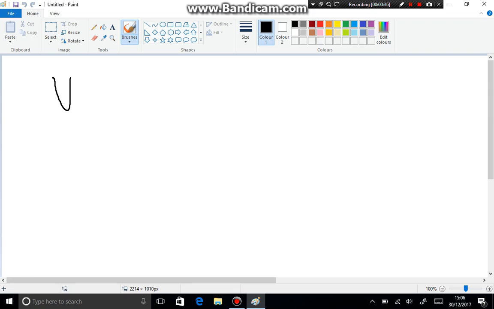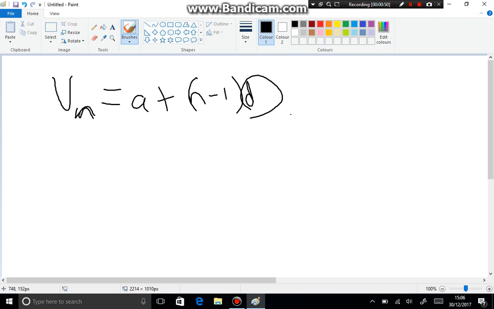You need to know that un represents the term number, n is the term number, and u represents the value of that term. So un is equal to a plus n minus 1 times d. This is something I did touch upon, but I didn't explain fully. d is the common difference.